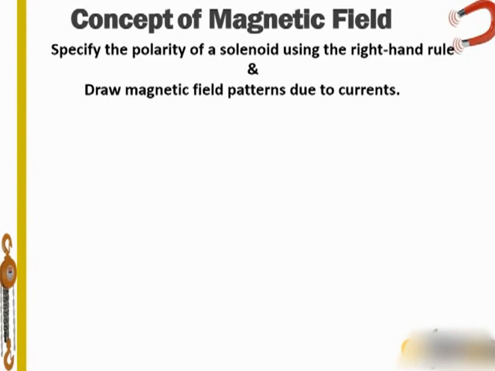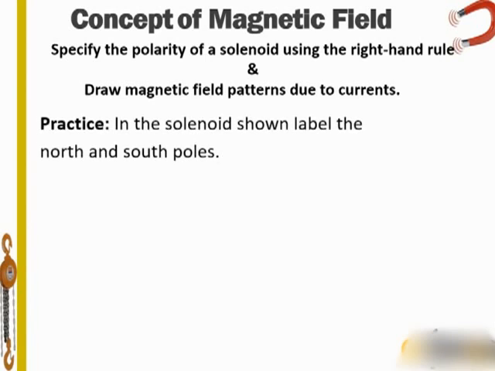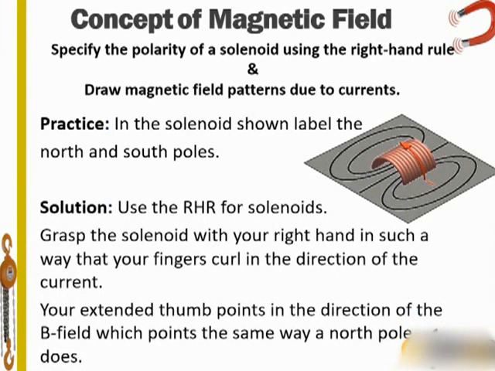Now you probably realize that the ability to specify the polarity of a solenoid using the right-hand rule is quite an important feature of being able to draw the magnetic field pattern due to currents, because in order to draw the magnetic field patterns, you need to have an idea of the north and the south pole. And that's what we mean by the polarity. In other words, which end of the solenoid or the bar magnet is the north and which is the south pole.